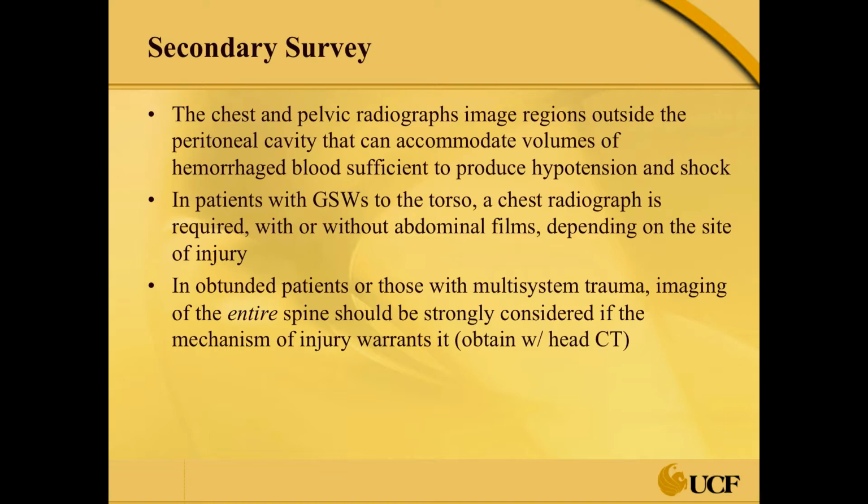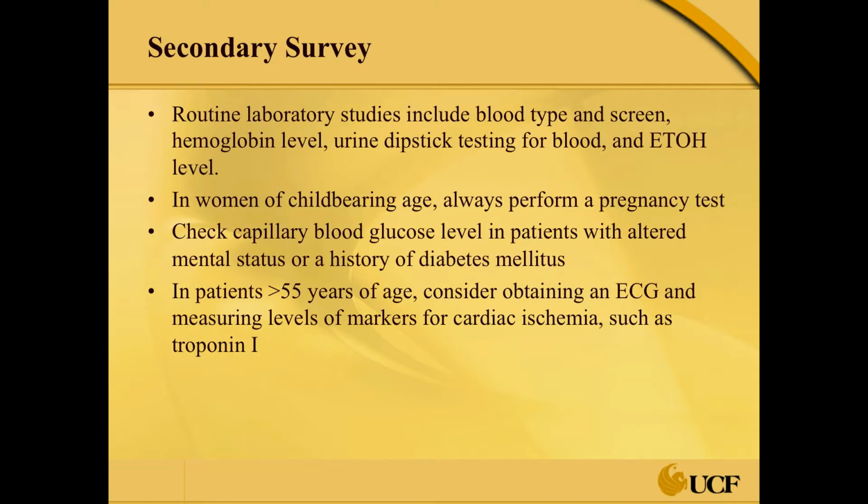If the patient's obtunded or they have multi-system trauma, then we're going to have to image the entire spine and probably get a CT scan of the head as well. Routine lab studies are going to include things like blood type and screen, a hemoglobin level, urine dipstick testing for blood, and alcohol levels. In women of childbearing age, we're going to do a pregnancy test, checking capillary blood glucose level, very, very important in any altered mental status.